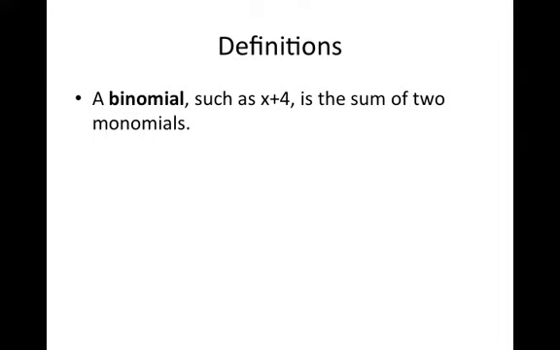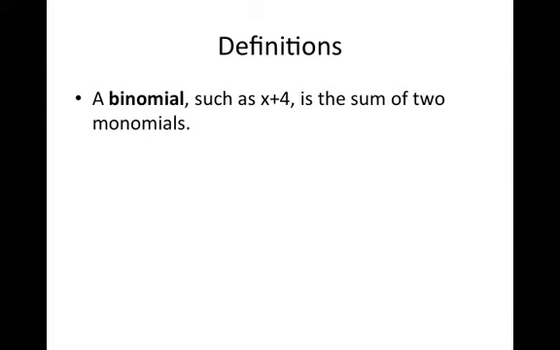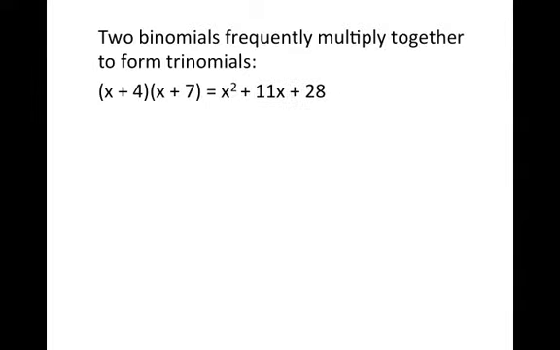The simplest type of polynomial is a binomial, such as x plus 4. It's the sum of two monomials. A trinomial, like x squared plus 11x plus 28, is the sum of three monomials. Two binomials frequently multiply together to form trinomials. So if we have x plus 4 times x plus 7, if we FOIL that out and simplify, we get x squared plus 11x plus 28.